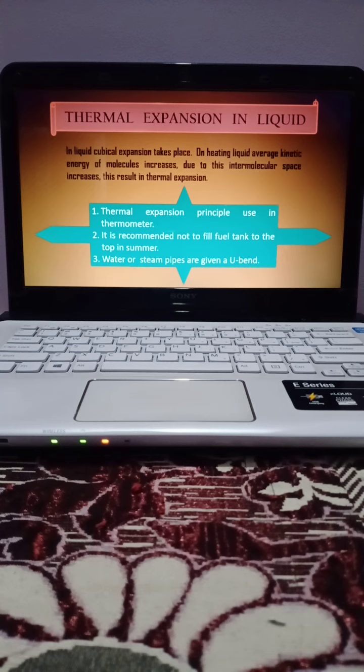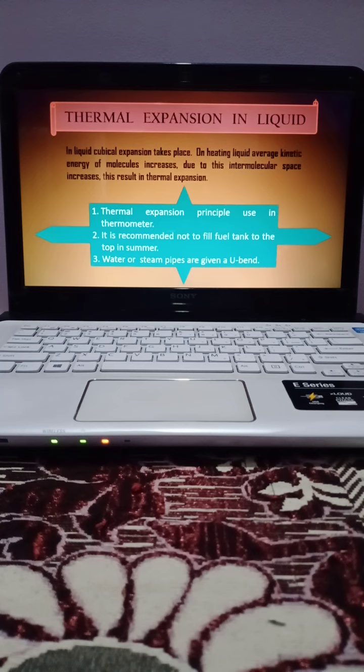For example, to observe how thermal expansion occurs in a liquid, the first example is that the thermal expansion principle is used in a thermometer. As we all know, when heat energy is applied to the mercury in a thermometer, the mercury expands. Second, it is recommended not to fill the fuel tank to the top in summer, because in the summer season, when heat energy from the surroundings is supplied to the fuel tank, the fuel expands and can then cause an explosion.